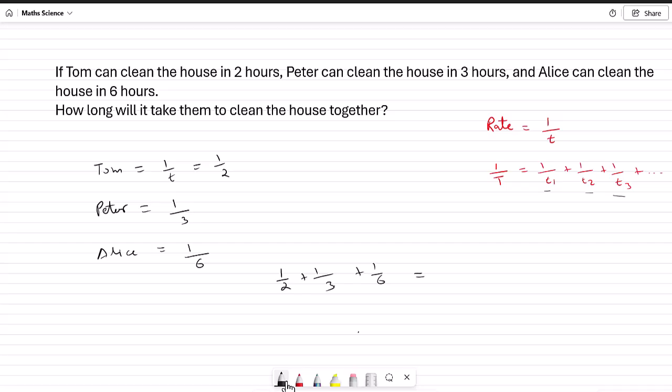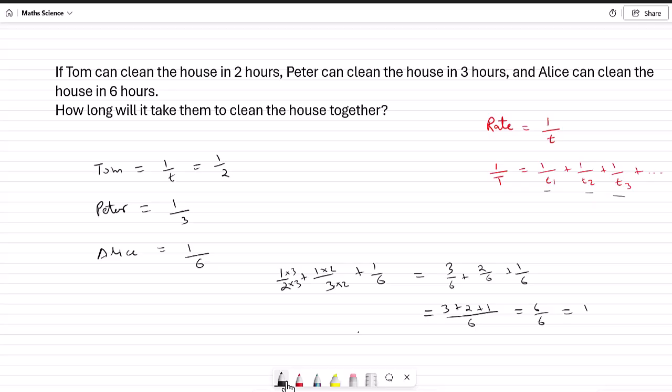To add these numbers up, we have to have the same denominator, so we can get 6 for each one of them. 3 times 2 is 6, so we multiply the numerator by 2. 2 times 3 is 6, and we multiply the numerator by 3 as well. So here we get 3 divided by 6 plus 2 divided by 6 plus 1 divided by 6 equals 3 plus 2 plus 1 divided by 6, which equals 6 divided by 6, which equals 1.